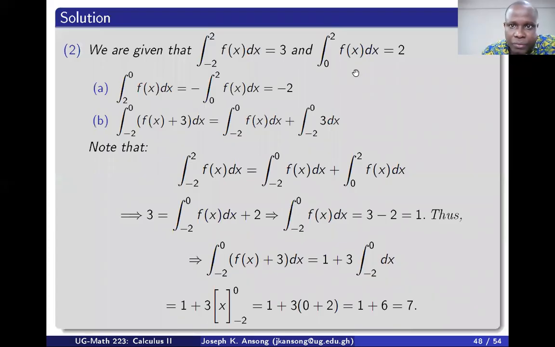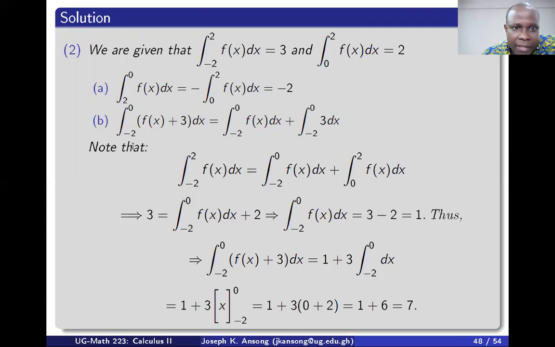So 2 says that we are given this and this, and we want to find the integral from 2 to 0 of f of x dx. Of course, 2 to 0 is the same as the negative of the integral from 0 to 2 of f of x, but we know the integral from 0 to 2 of f of x is 2, so we just have negative 2. So that's straightforward.